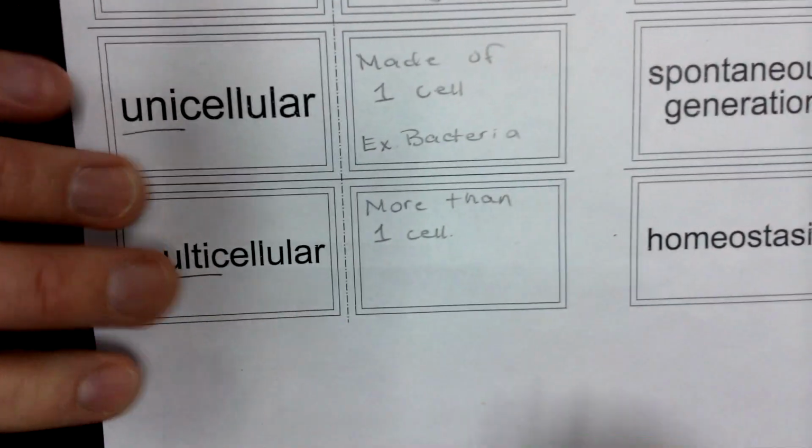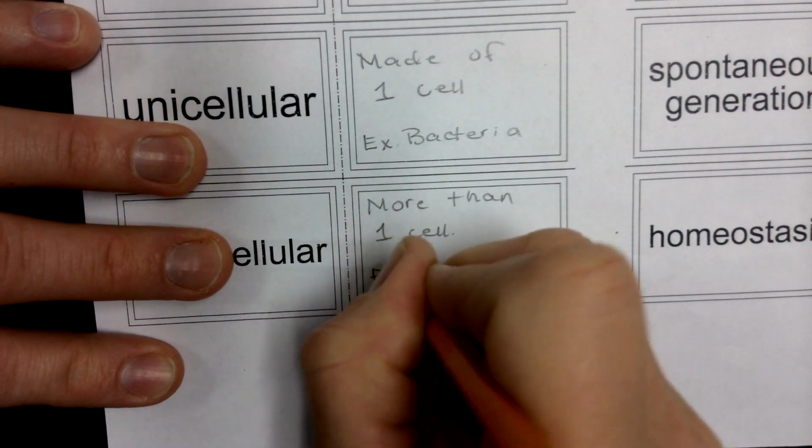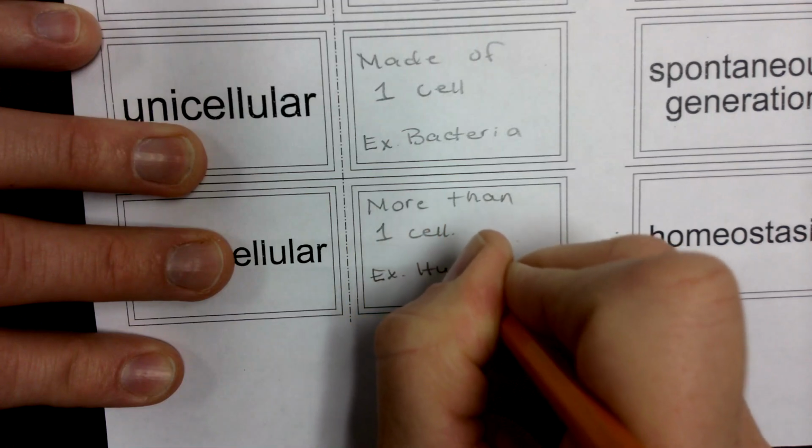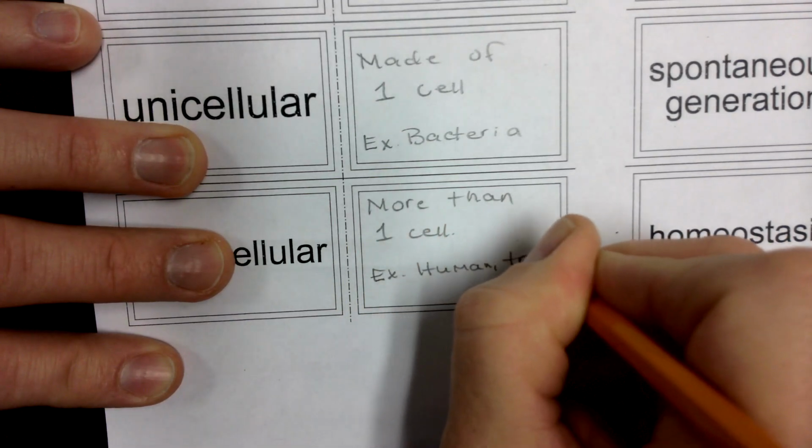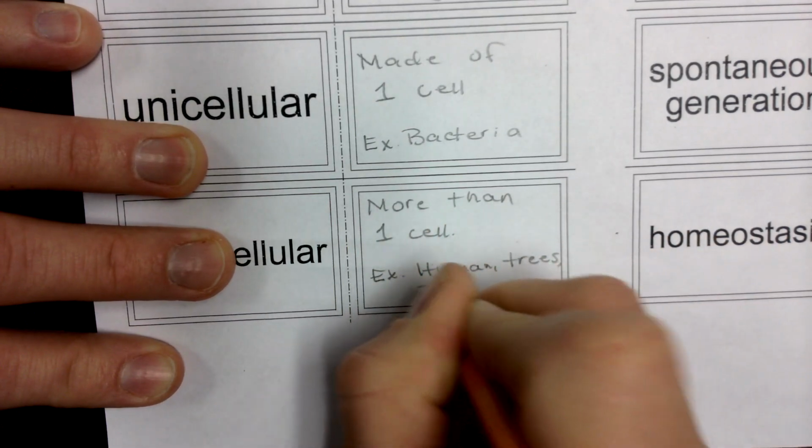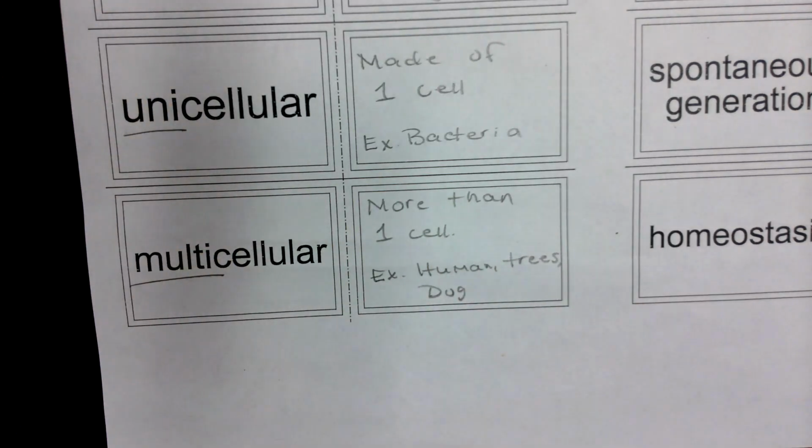And an example would be like a human. Trees have more than one cell. A dog has more than one cell. Hopefully you get the idea there. Okay?